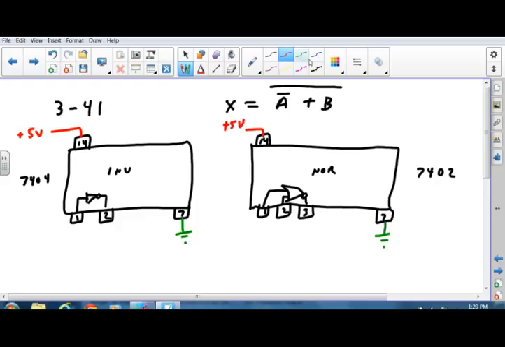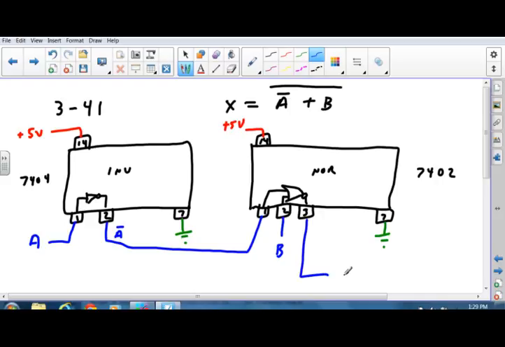Okay. Then we're going to bring A into pin 1, and when we come out of pin 1, we have A naught. And we're going to bring A naught in pin 1 on that side, and we're going to bring B into pin 2 on that side, and when we come out, we're going to have X, which is going to be A naught or B the whole thing knotted. So that's how I'm going to do that.